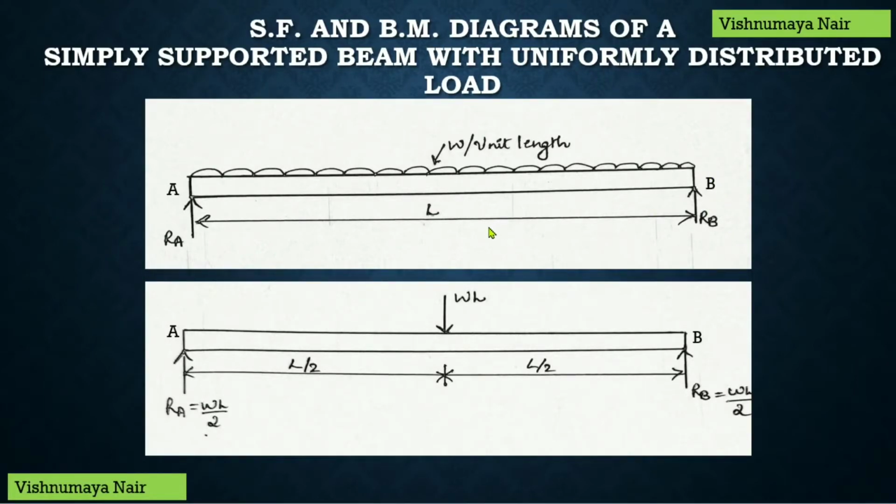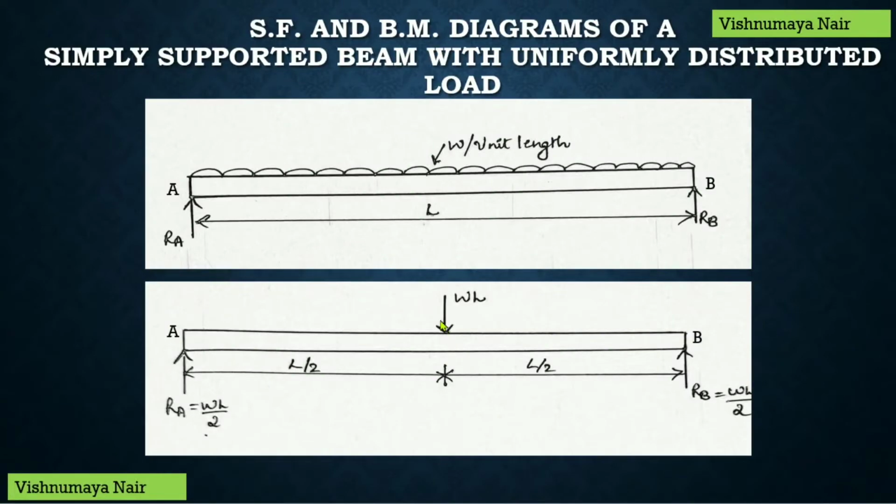I already told you that for solving the numerical problems, we have to convert this UDL into a point load whose value will be equal to the product of the rate of loading into the length of the UDL. Here, since the UDL is spread over the entire length of the beam, this point load will be equal to the rate of loading into the length of the beam. And this point load will be acting at the center of the UDL. In this case, it will be acting at the center of the beam itself.